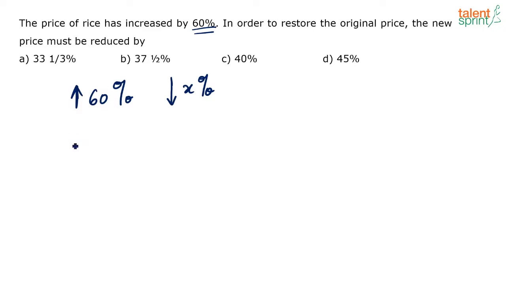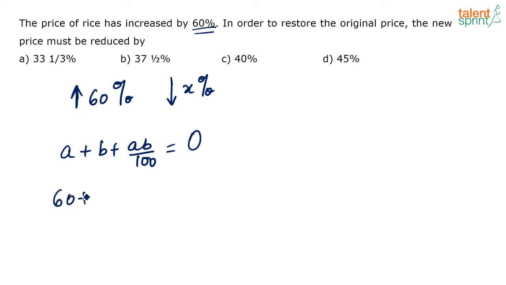So what is the effective percentage formula? Effective percentage is nothing but A plus B plus AB by 100. So when I apply this concept, the final price that I get should be the original price, or I say that there is no effective increase in the price, or this is equal to 0. Correct? Equate this to 0, put in the values and get the answer.